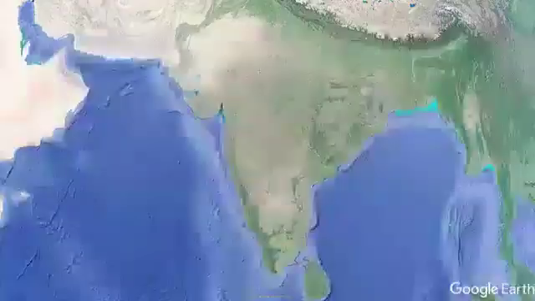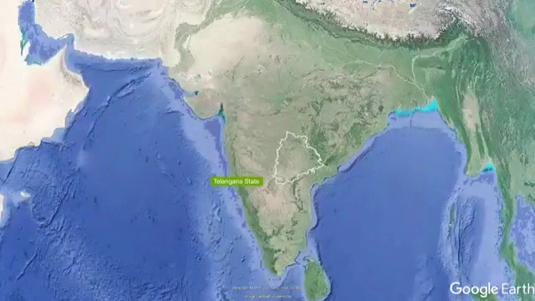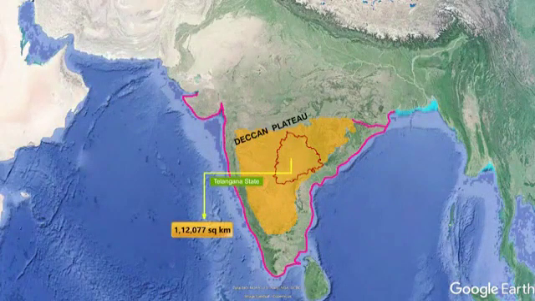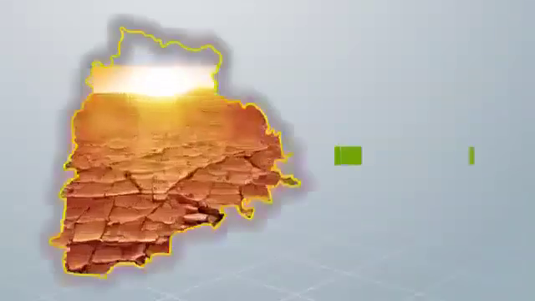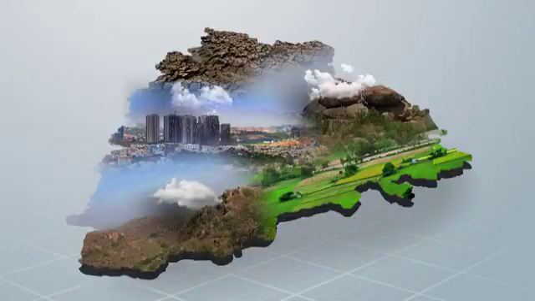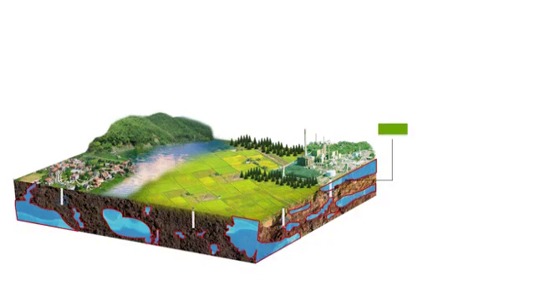Telangana state is located on the Deccan Plateau, covering an area of 112,077 square kilometers. It is a semi-arid area and has a predominantly hot and dry climate, with skewed distribution of rainfall in space and time. Groundwater contributes to 75% of the total irrigated area.